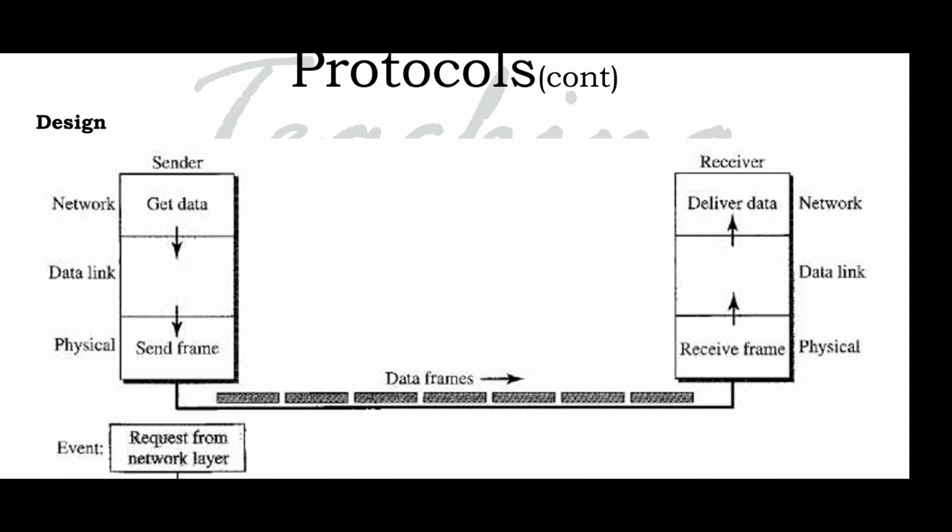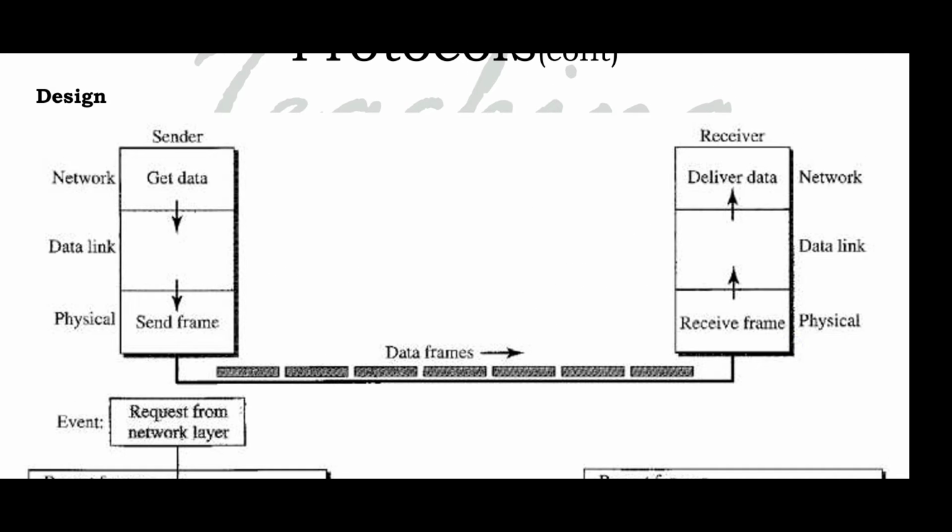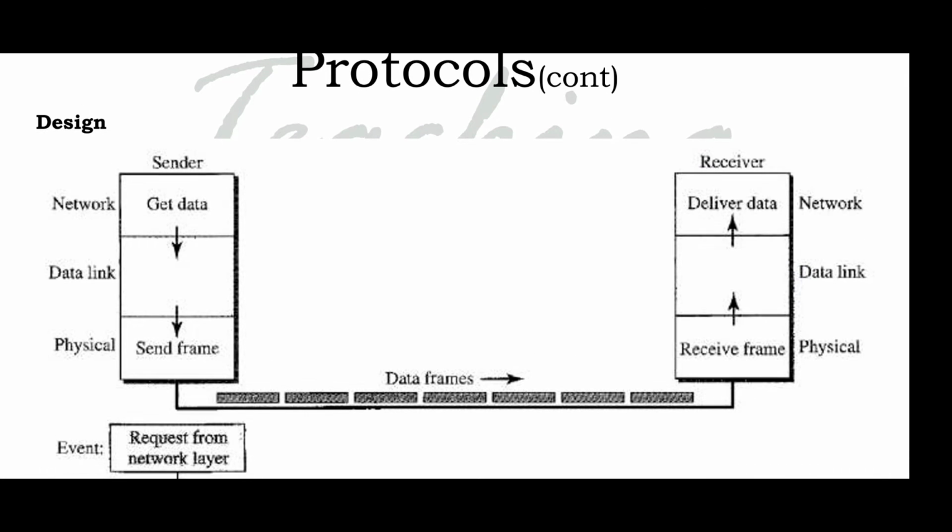We can see the layers: the physical layer, the data link layer and the network layer. The sender is sending data from the network layer to the data link layer. This figure shows the diagram for the simplest protocol. There is no need for flow control in this scheme. When you are writing, remember that there is no flow controller in the simplest protocol.